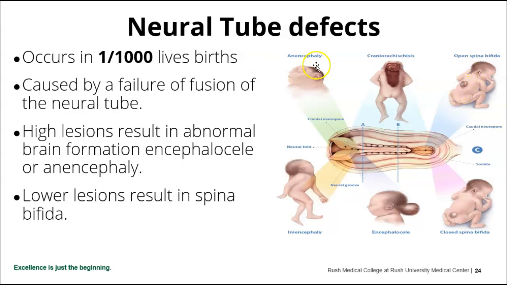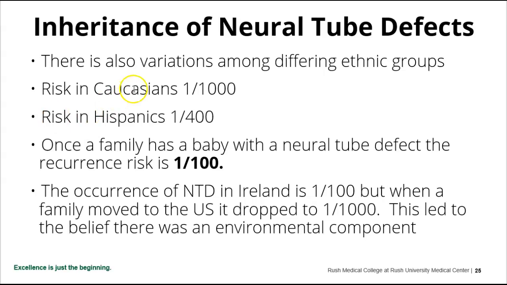But here, it didn't close in the brain, and this is called anencephaly. This is a lethal abnormality where the brain does not form, and here are different forms of this. The higher the region, the more risk to the brain. The lower the region, the lower the risk and the higher the chance of survivability. But neural tube defects occur in all ethnic groups. However, there's variability. The risk in the Caucasian population is 1 in 1,000. The risk in the Hispanic population is 1 in 400.